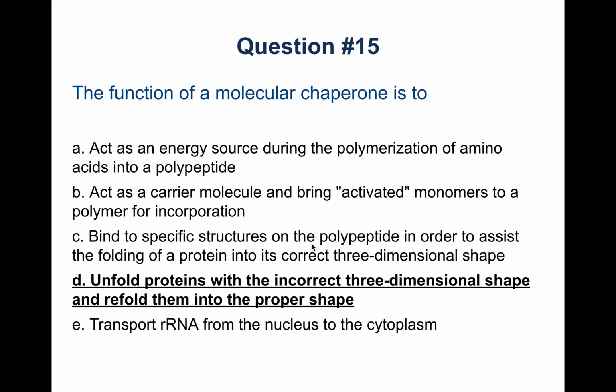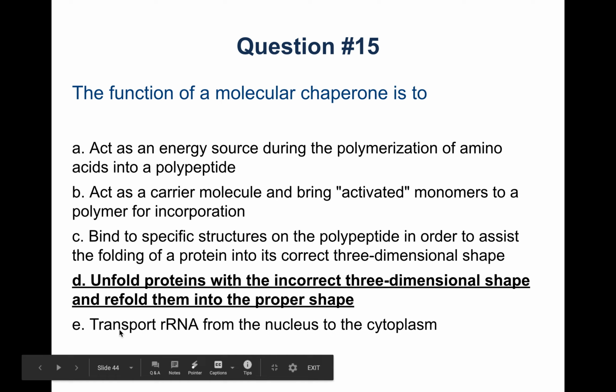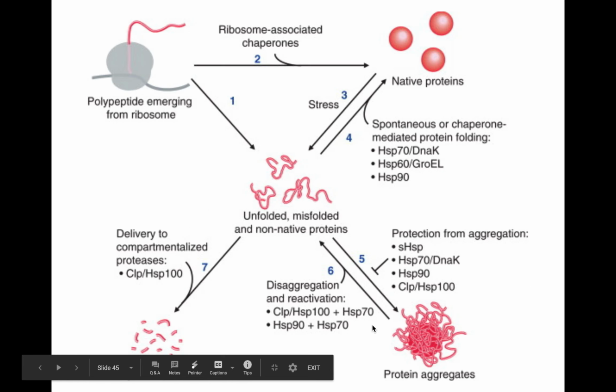Bind to specific structures on the polypeptide in order to assist the folding of a protein into its correct three-dimensional shape. This is kind of partial. It does assist in the folding of a protein into its correct three-dimensional shape, but the part that says binding to specific structures on the polypeptide may be wrong, because typically these chaperones work in a more general fashion. They're not necessarily going to target certain proteins. They definitely do not act in transporting rRNA from the nucleus to the cytoplasm. That is not their job.